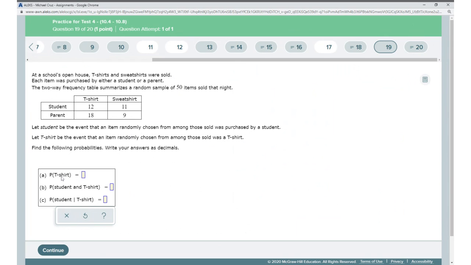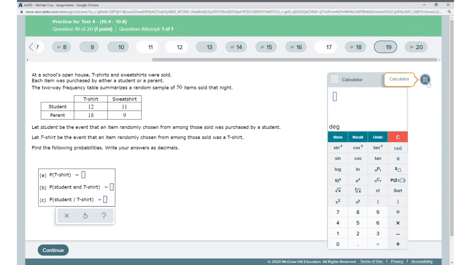So the probability of a t-shirt, we need the total of a t-shirt. So let's see if we can just take advantage of this. That's t-shirts, right? 12 plus 18, so there were 30 t-shirts. And then we're going to divide that by 50. So it's a neat little calculator. So this is 0.6. So remember that. We're going to write it on here.